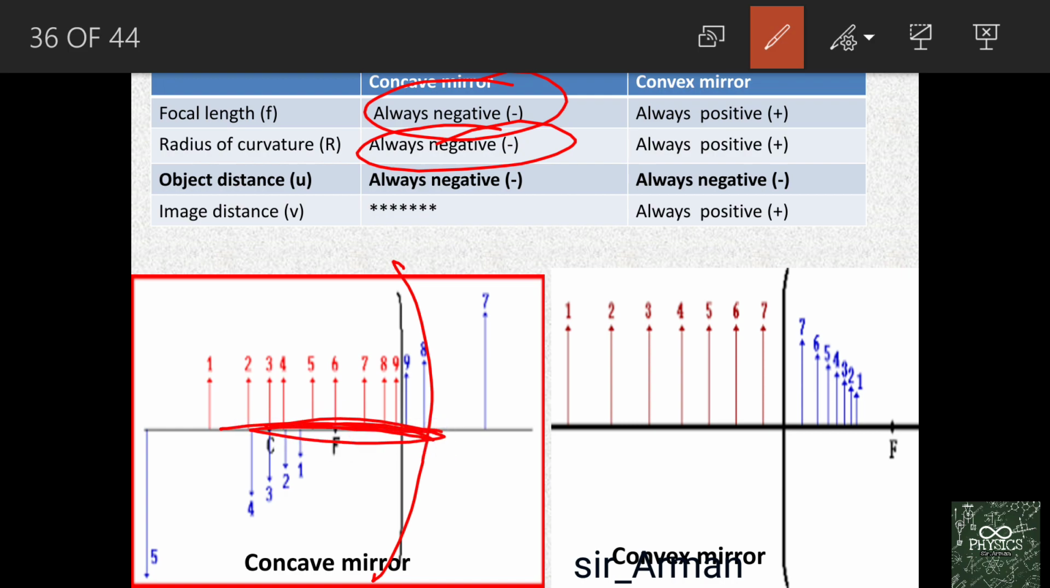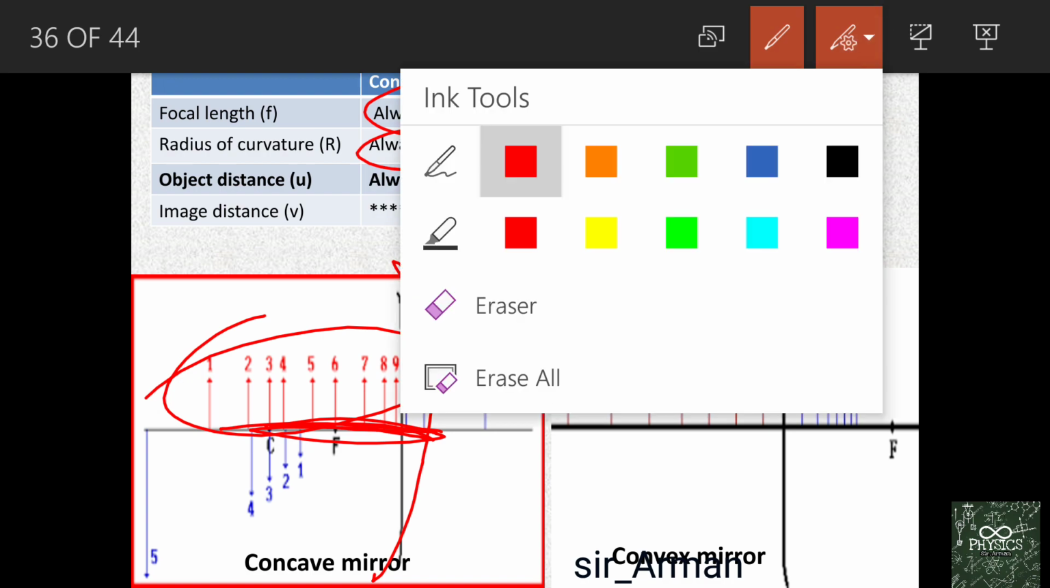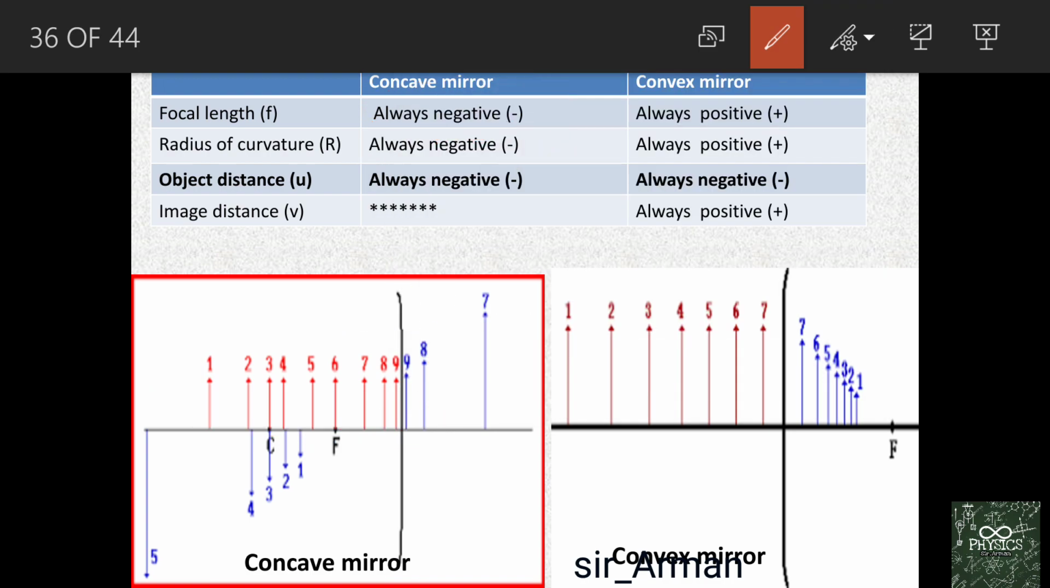Similarly, object distance. See here, these red lines are all the object placed at the different distances from the mirror. So all these distances we have to consider negative because they are falling towards the left of the mirror, and this situation is similar for the convex mirror also, because in all the mirror or lens we have to place our object towards the left, and all the distances towards the left of the origin are considered as negative.